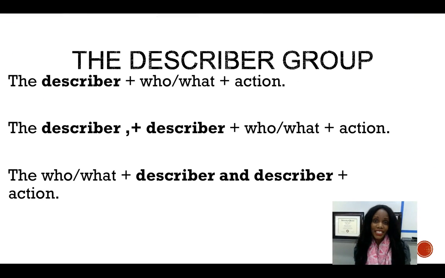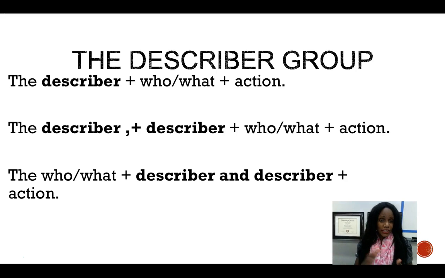I also wanted to touch on the describer group, which is really an extension of our who or what of the action. The describer is really just an adjective. So you could literally say the clever guy took a test. Or if you look at the describer plus the describer, notice that it's separated by a comma: the clever, young man took the test.